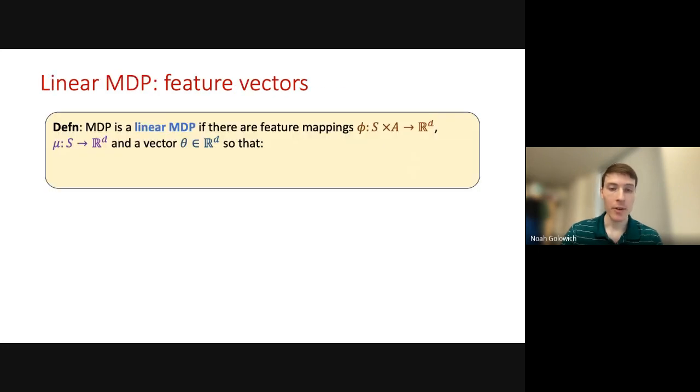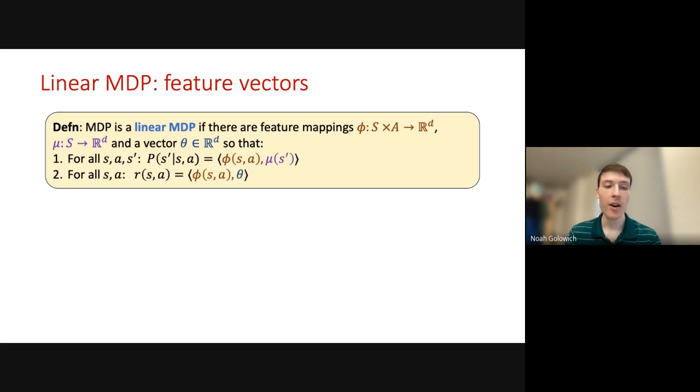Okay, so now I'm going to discuss linear MDPs. An MDP is a linear MDP if the following holds. There must be feature mappings phi, mapping from the state and actions to d-dimensional Euclidean space, as well as a mapping mu from the state space to d-dimensional Euclidean space. So first of all, for all tuples (s, a, s'), the probability of transitioning to s' from (s, a) is the inner product between phi(s, a) and mu(s').